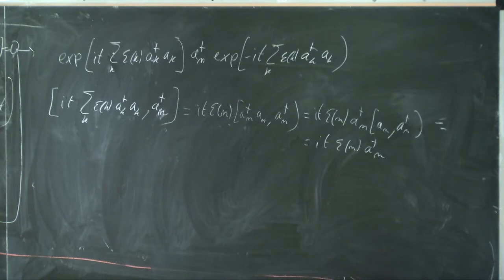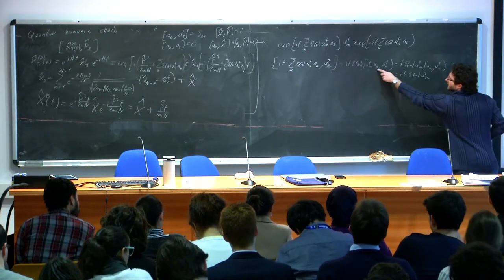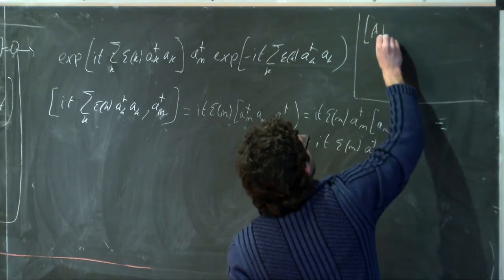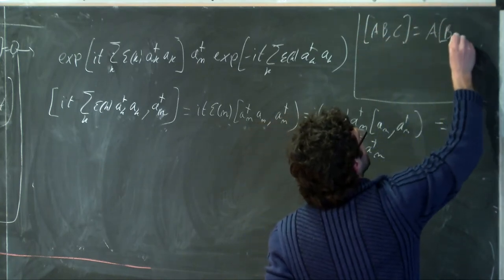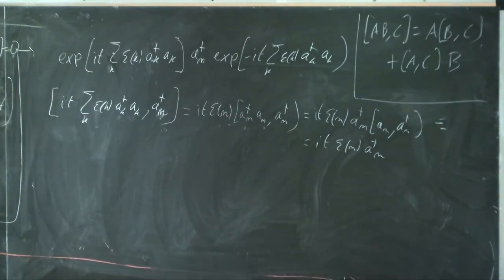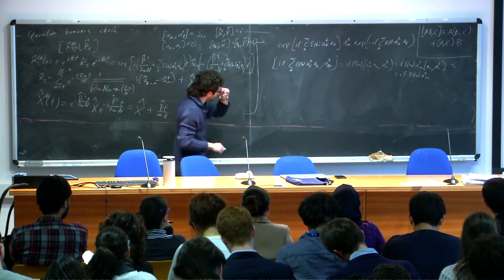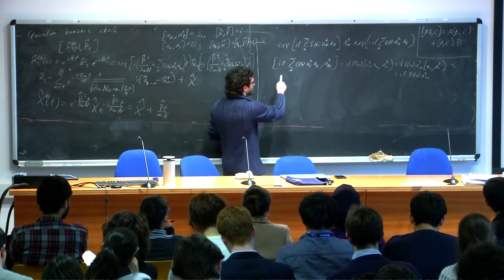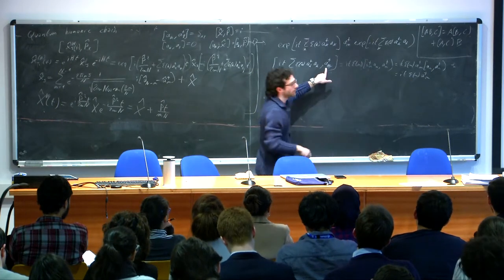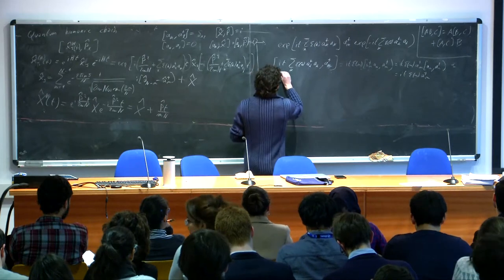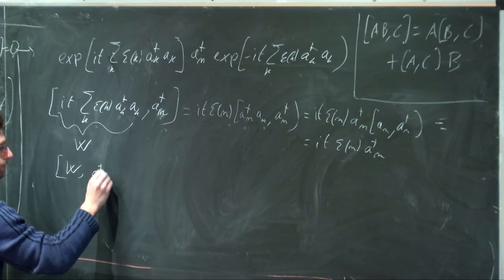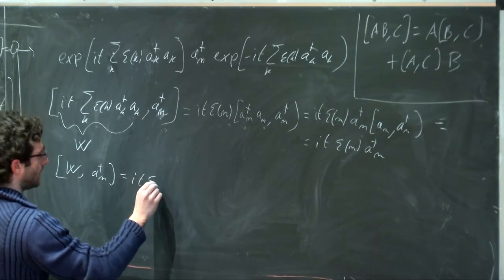Is it clear what I did here? I used that the commutator of A, BC is equal to the commutator of A, B times C plus B times the commutator of A, C. Okay, so this is what we found. And now the next step would be to compute again the commutator between this and the result. But now you see that the result is proportional to the original one. So in other words, if I call this W, we showed that the commutator of W with a_n is equal to i t epsilon n a_n.